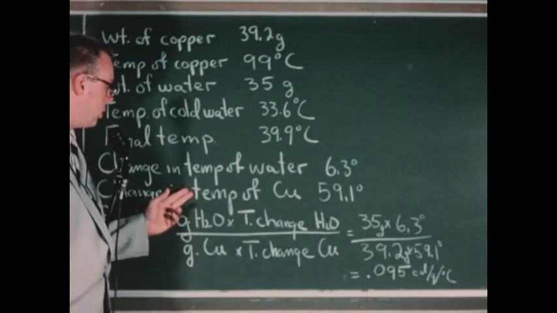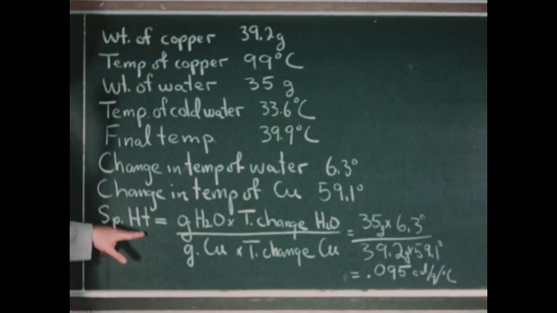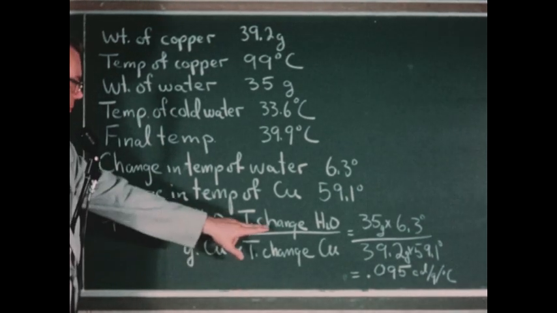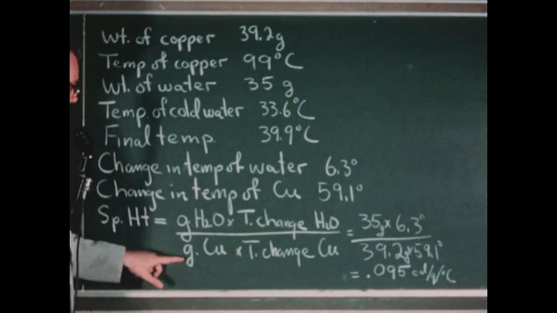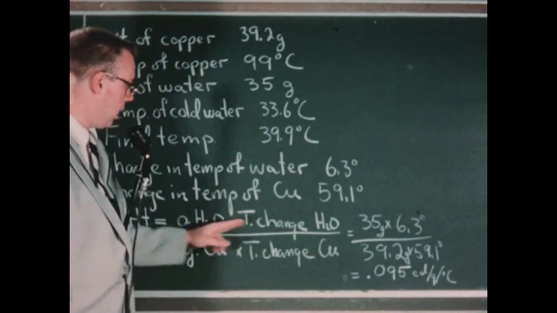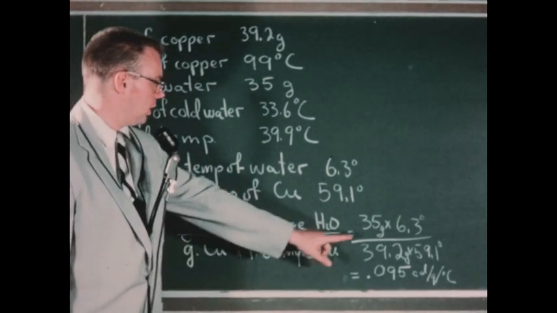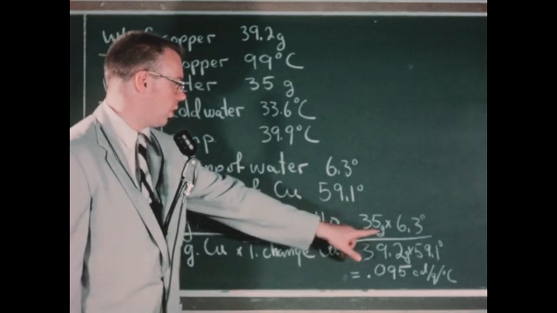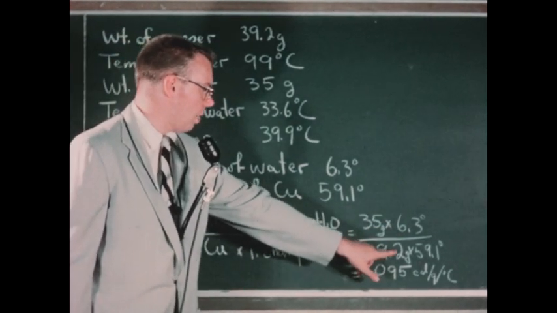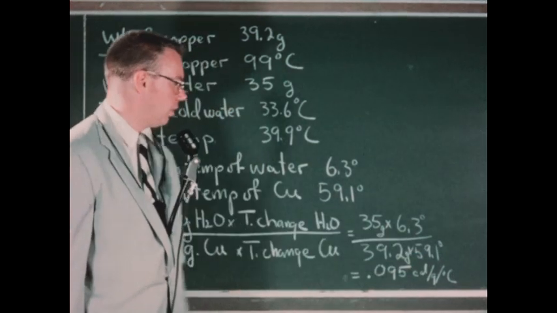And with this information, we can calculate the specific heat of the copper, because the specific heat of the copper is equal to the grams of water multiplied by the temperature change of the water divided by the grams of copper multiplied by the temperature change of the copper. And we have all four of these figures. This then becomes 35 grams of water times 6.3 degrees over 39.2 grams of copper times 59.1 degrees.